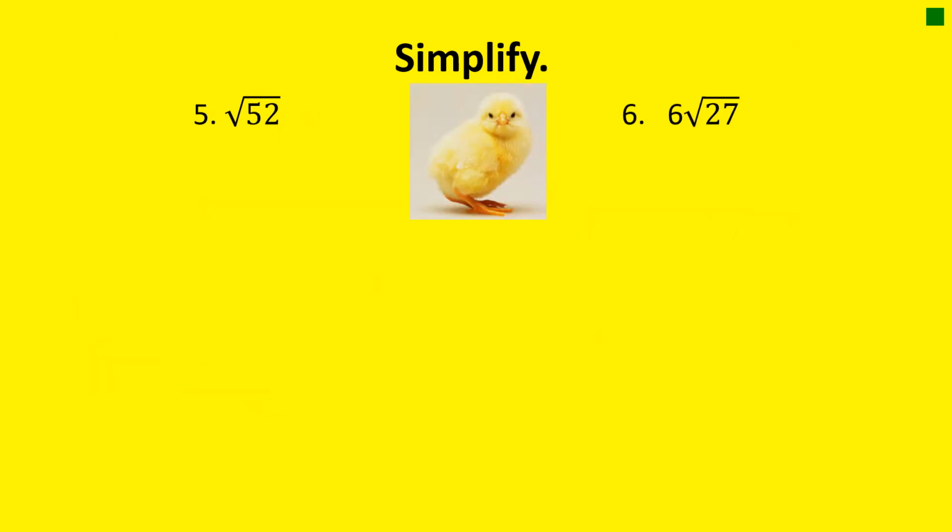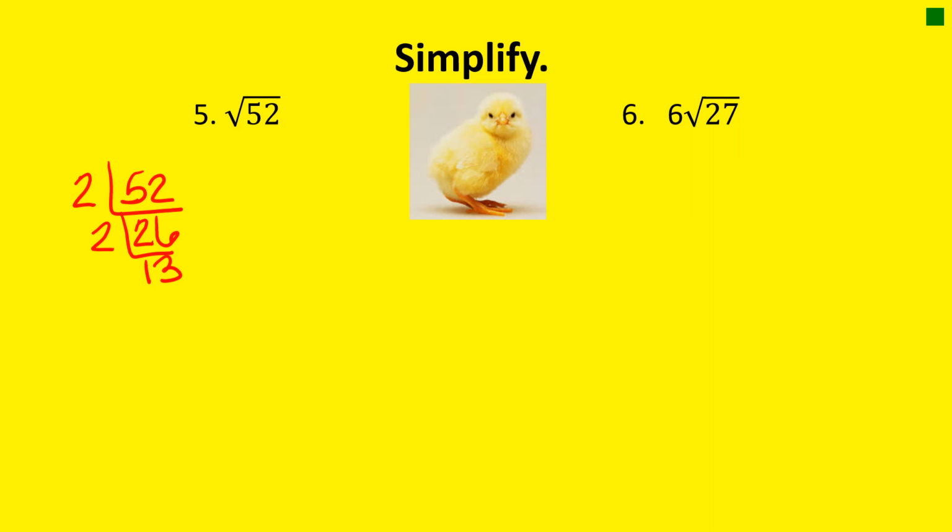So 52, it does not have a perfect square. So I'm going to take 52 and divide it by the first prime number I think of, which is 2. You can go to your calculator and do regular division, but you've got to do the answer upside down. It's going to be 26. 2 will work again. It's going to be 13. 2 does not work. 3 does not go into 13.